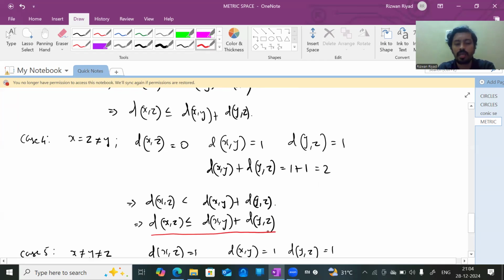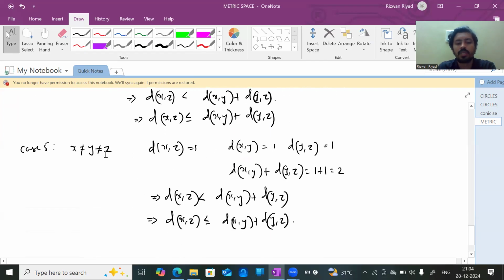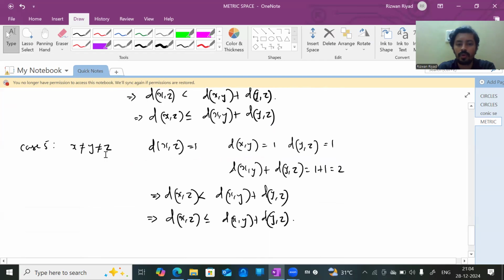Now move to the last case, case number 5, the final case. x not equal to y not equal to z. That means all are different from each other. So all the function values will be 1. d of xz is 1, d of xy is 1, and d of yz is also 1.